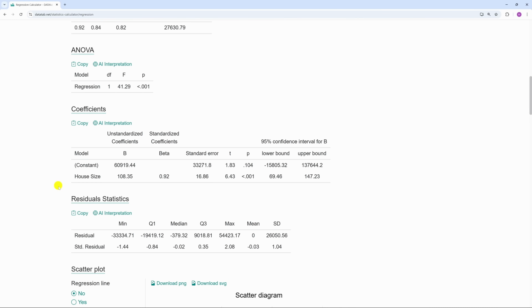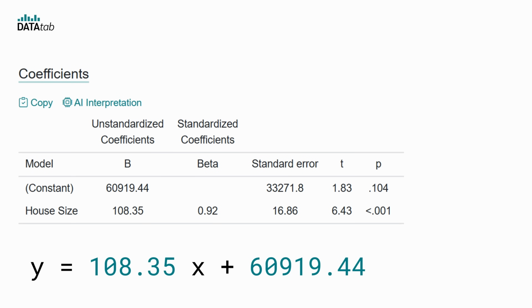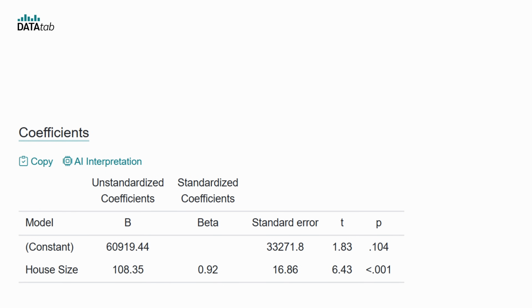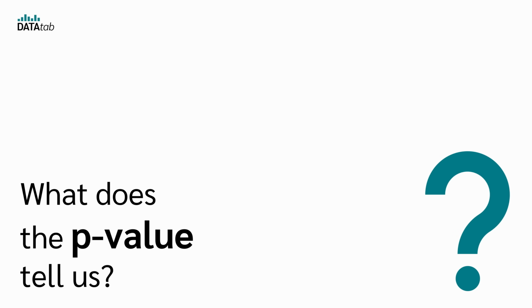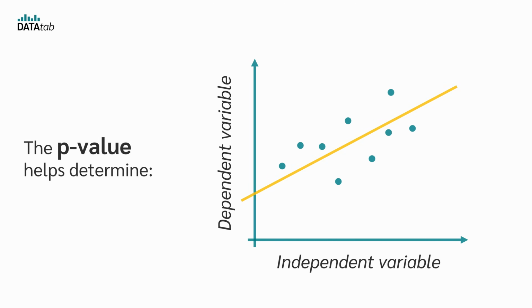Okay, in this table we can see the calculated regression coefficients for the constant. We called it intercept, and house size. The values match exactly with the ones we calculated by hand, the intercept and the slope. In the results table for a linear regression, you'll also see the p-value. What does the p-value tell us? The p-value helps determine whether the relationship between the independent variable and the dependent variable is statistically significant.